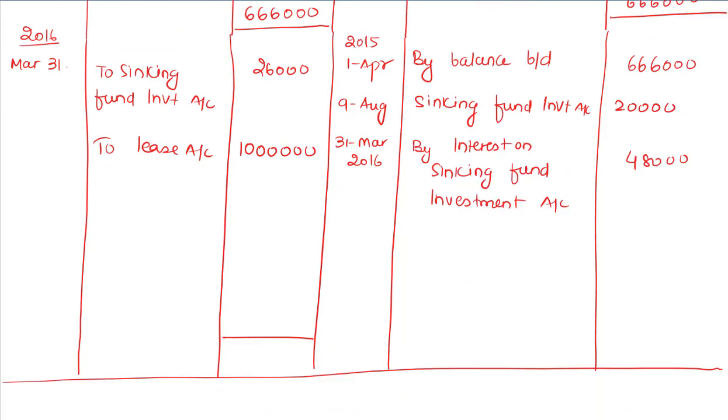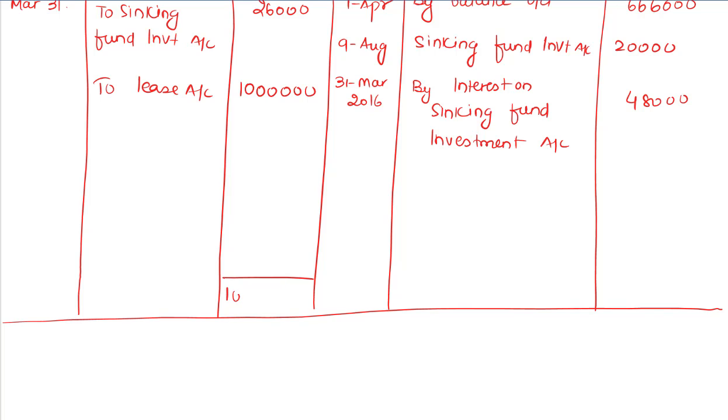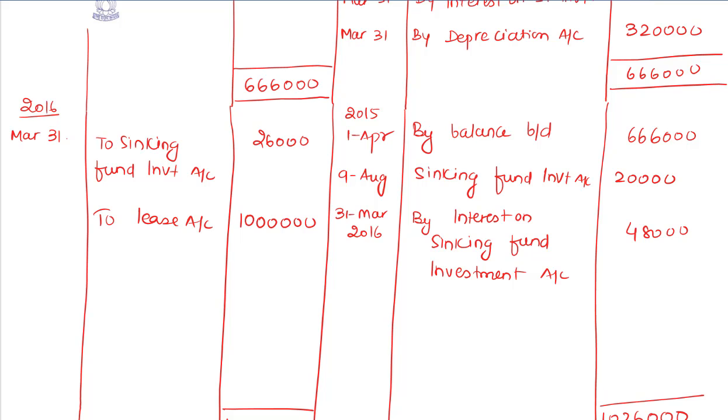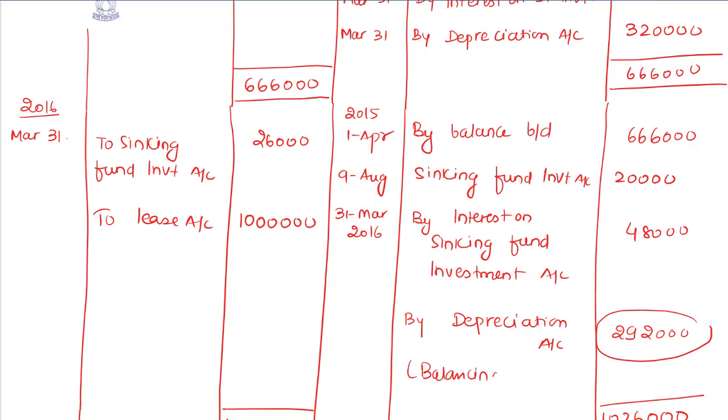10 lakh plus 26,000, 10 lakh 26,000, minus 6 lakh 66,000, minus 20,000, minus 48,000. So the balancing figure is 2 lakh 92,000. This is the balancing figure. This is nothing but the depreciation amount, by depreciation account, balancing figure.